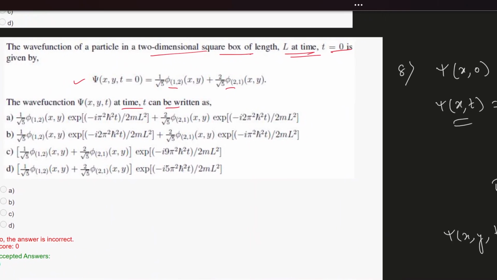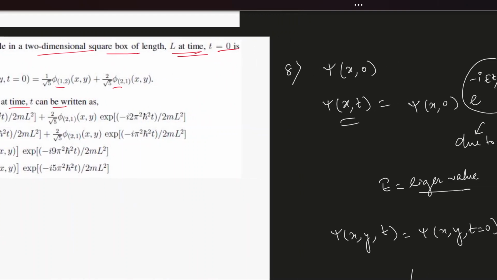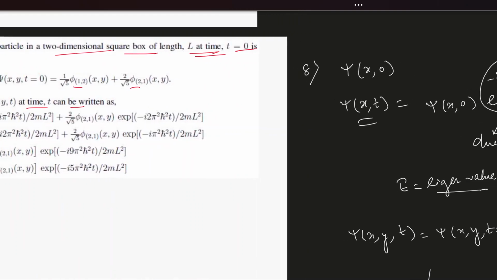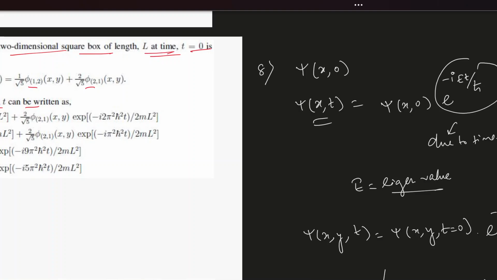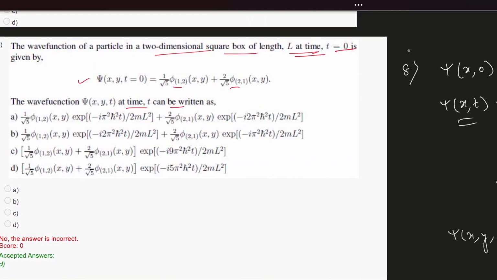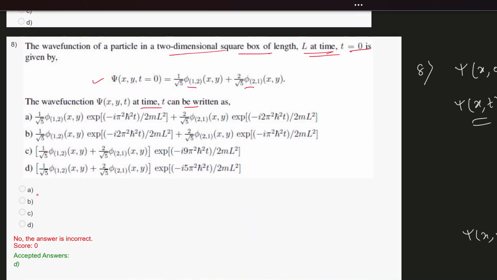Minus iEt by h cut should be there. So this h cut and h cut squared should cancel out each other, leaving h cut t by 2mL squared. So I think there is a typing mistake, and this option is the closest match. So this is psi(x, y) at t equal to 0, like I have written down here, multiplied by this phase factor, which is exactly the same, as this 5 is similar to ours. The only thing is that they have not cancelled out this h cut.